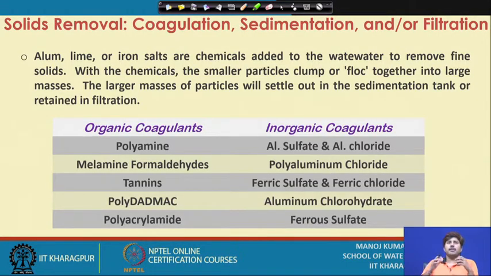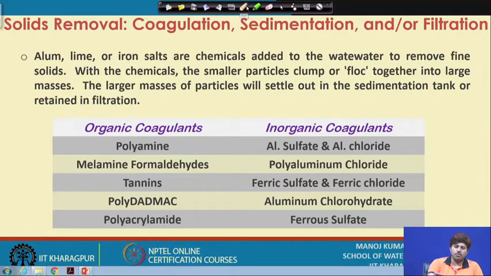So, alum, lime or iron salts are the chemicals used in wastewater to remove these fine solids. With the chemicals, the smaller particles clump or flock together into a large mass, and this large mass settles out in the sedimentation tank or can be retained in the filtration basin. Among the different coagulants, there are organic coagulants like polyamines and melamine formaldehyde, whereas inorganic coagulants include aluminum sulfate, aluminum chloride, PAC, polyaluminum chloride, which is getting quite popular these days, then ferric sulfate and ferric chloride.